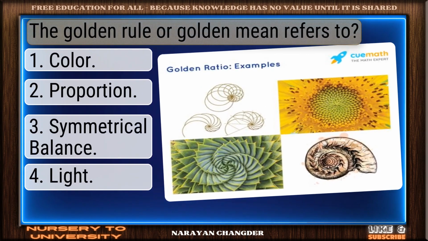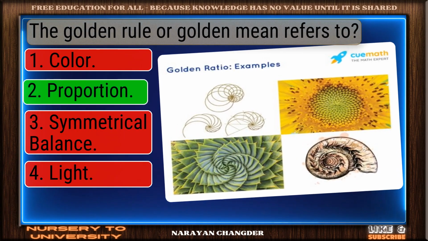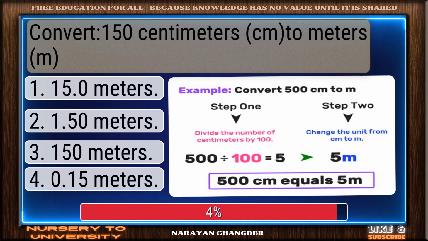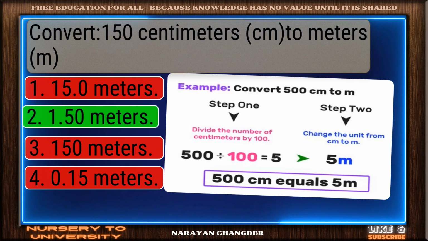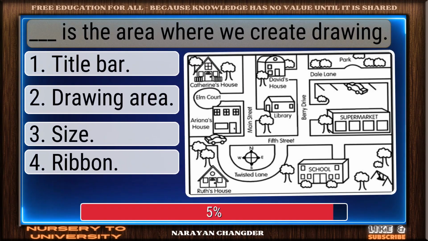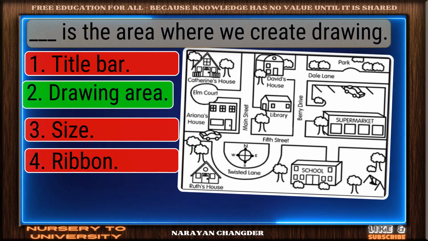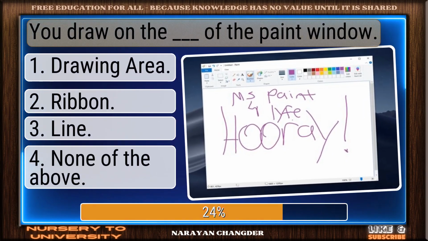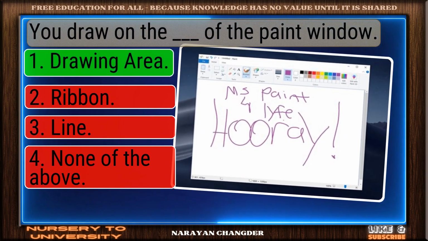The golden rule or golden mean refers to. Smart pick. Proportion is correct. Convert 150 centimeters to meters. Right choice. 150 meters is best. Dash is the area where we create drawing. You're right. Drawing area is correct. You draw on the dash of the paint window. Strong choice. Drawing area is right.